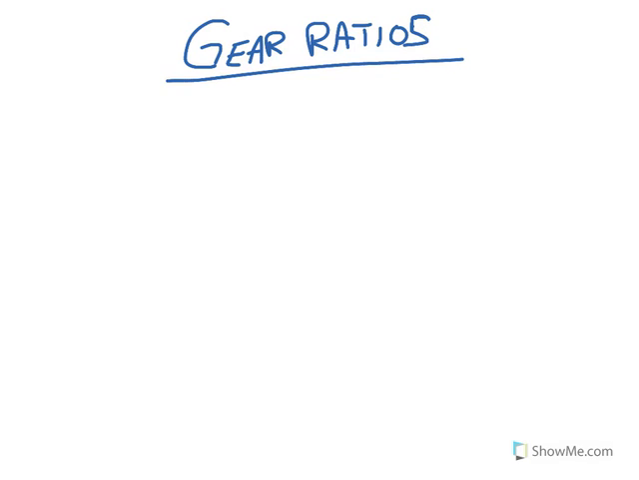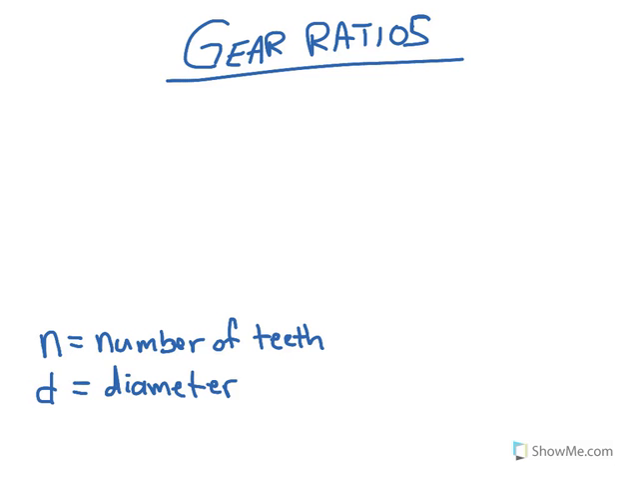Gear ratios. Gear ratios are very similar in concept to mechanical advantage. Let's first go over some of the variables that are going to be in this. N is the number of teeth in the gear. D is the diameter of the gear.